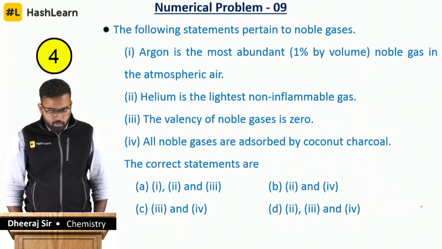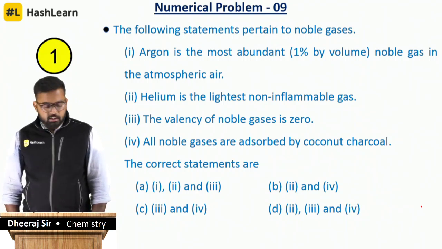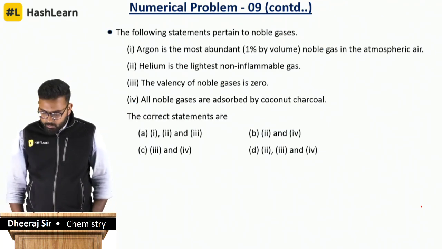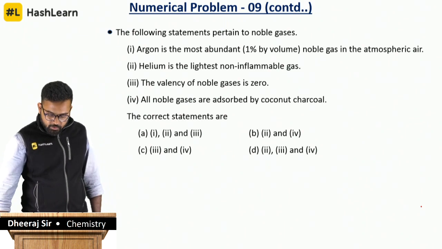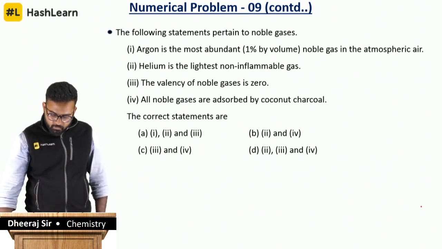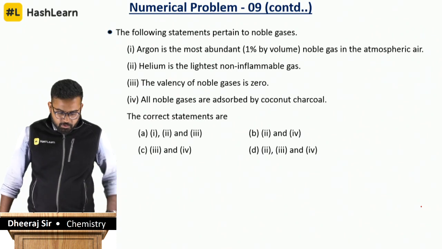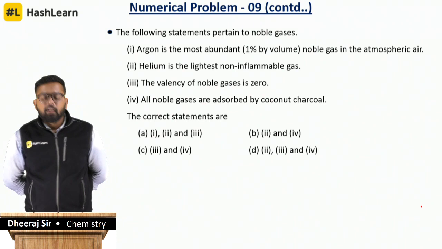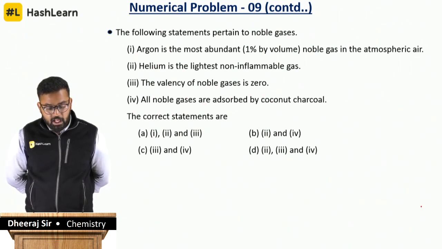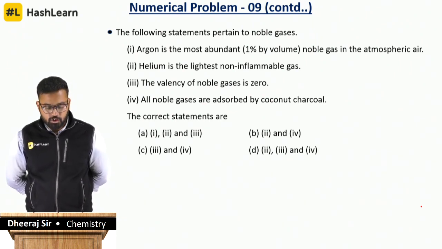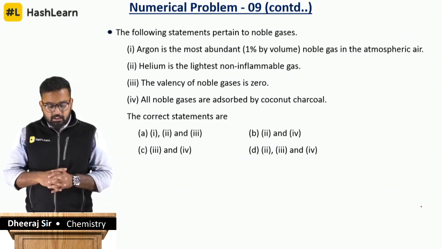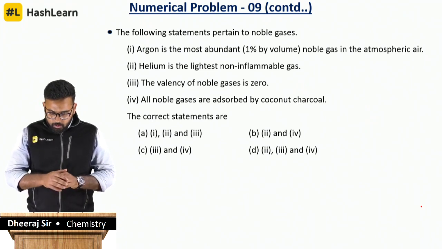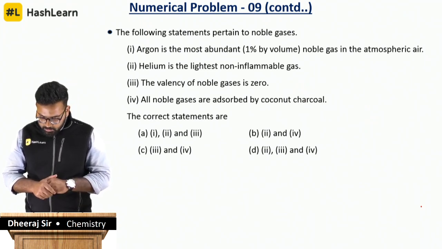So we have asked you 4 statements and the clock master says time's up. So have a detailed look, guys. I'll be able to give you a couple more seconds. Should not be a problem from my end. So have a look at the ninth question. Which of it is going to be right? Most abundant, the lightest non-inflammable gas that's given in the list, that's helium. The valency of noble gases is 0 and all noble gases are absorbed by coconut charcoal. So which one is it going to be?